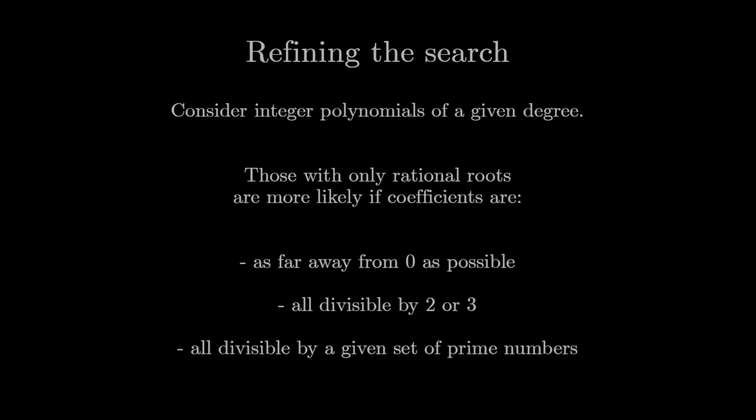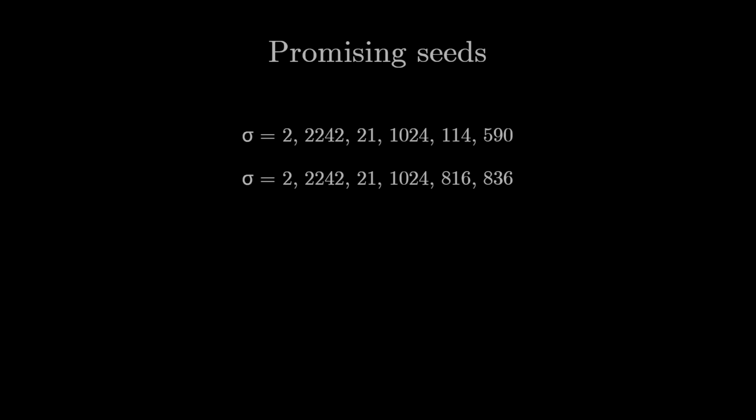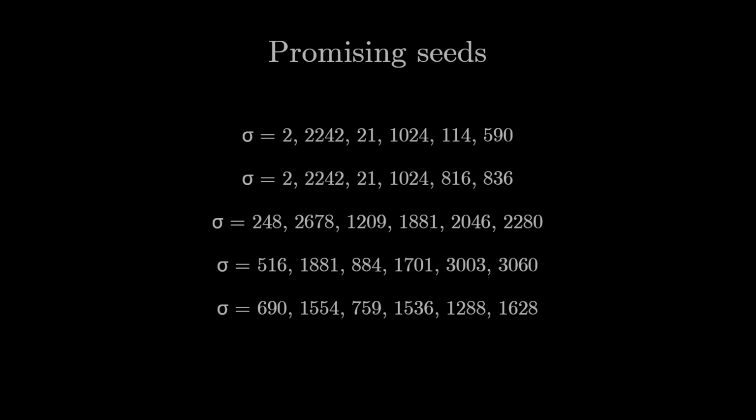So, if anyone wants to search, here are some examples of promising seeds. I give you here 5 examples where some numbers are greater than 1000 because they were out of the scope of my research. If you're looking for the code, it is in the description.